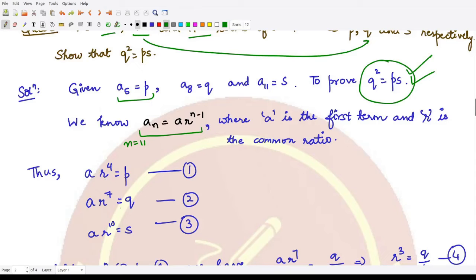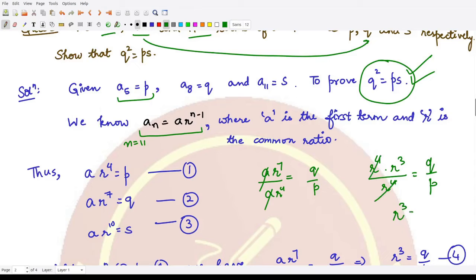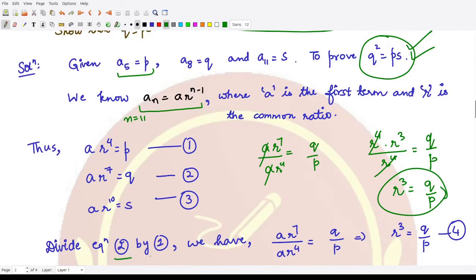So you see, when you divide equation 2 by 1, A R raised to power 7 is equal to Q, and when you divide this equation by the first equation, this A and A cancel. You can write R raised to power 7 as R raised to power 4 into R raised to power 3, divided by R raised to power 4. That is quite simple. This power and this power cancel, so we are left with R cube is equal to Q upon P. So when I divide equation 2 by 1, you would have R cube is equal to Q by P. Let's mark this as equation number 4.